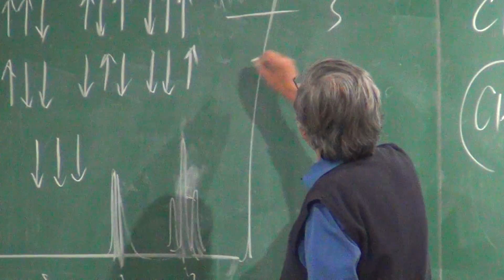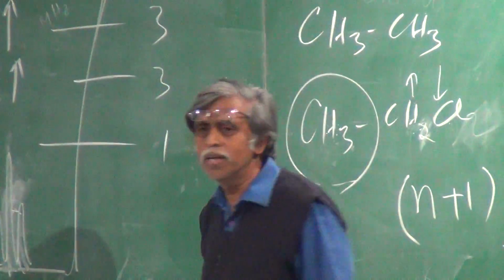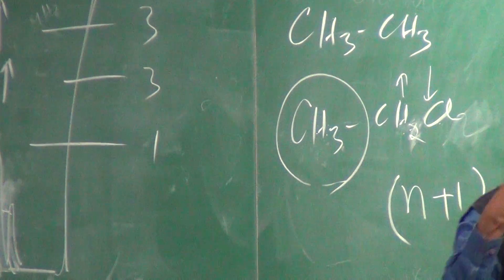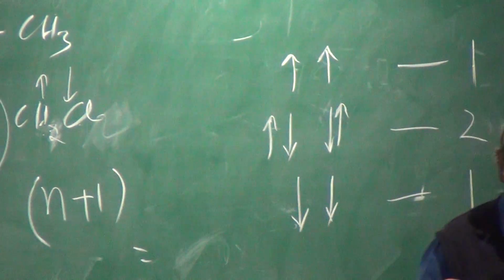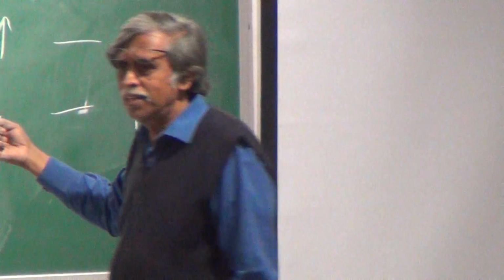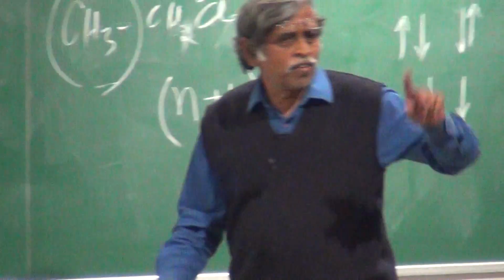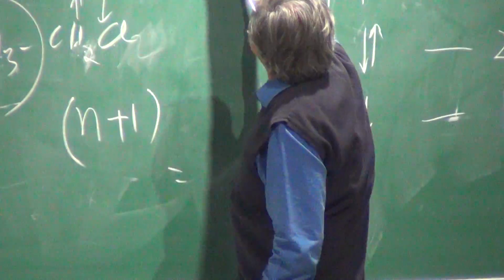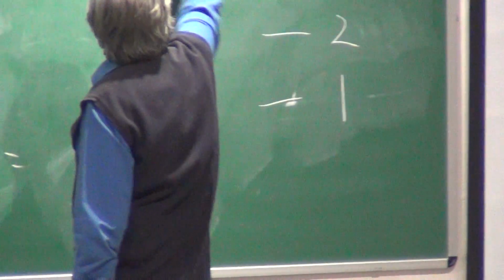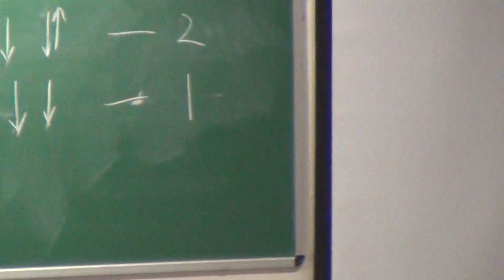1, 3, 3, 1. You see something emerging? Just 1, 2, 1. A square plus 2ab plus b square. And then a cube plus 3a b square plus 3a square b plus b cube. Another triangle. That's exactly what's going to happen here.